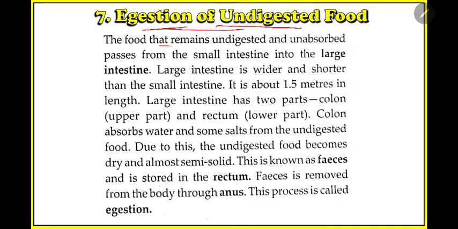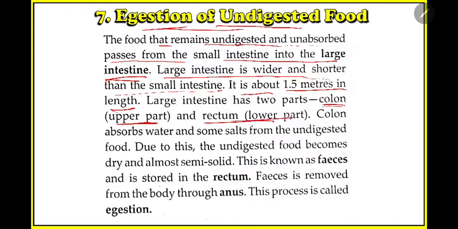The food that remains undigested and unabsorbed passes from the small intestine to the large intestine. So the food which is undigested will pass to the large intestine. The large intestine is wider and shorter than the small intestine. Okay, it is about 1.5 meters in length. The large intestine has two parts: one is the colon, that is the upper part, and the rectum, that is the lower part.